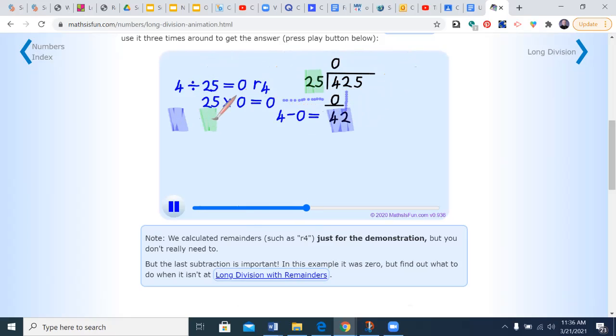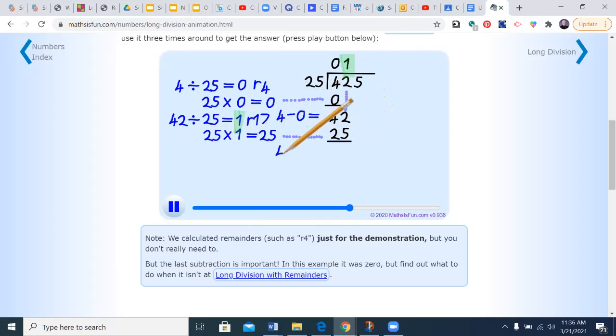You could do it this way. It's a few more steps, but not impossible. 42 divided by 25 will be 1, and you can ignore remainders. You go ahead and multiply, because remember our steps are divide, multiply, subtract, and bring down. 25 times 1 is 25. Now we subtract, which is 17. 17 is smaller than 25, so I'll bring down the 5, and I have 175.